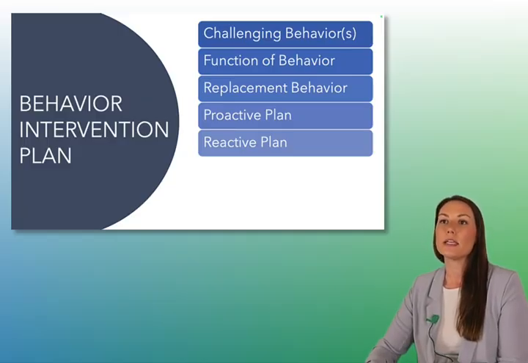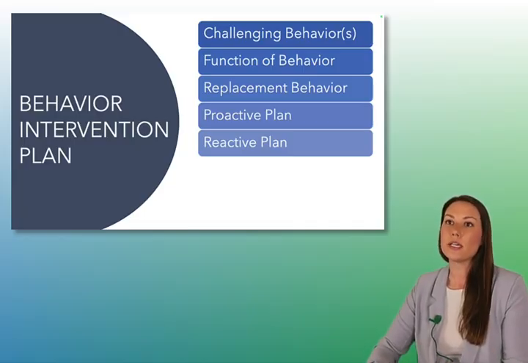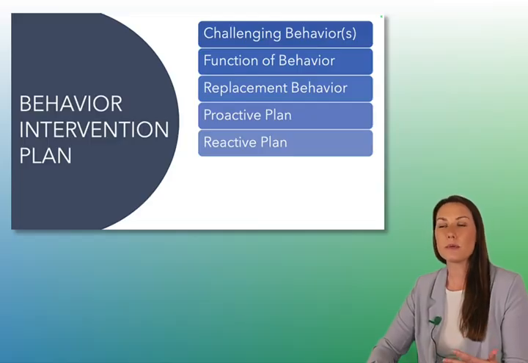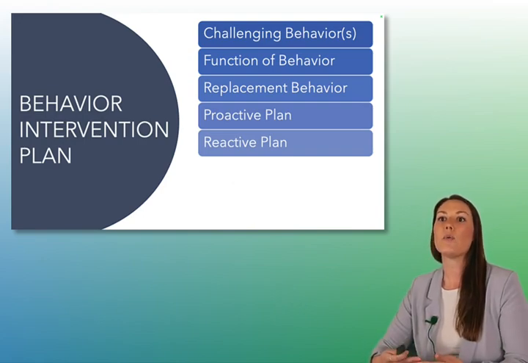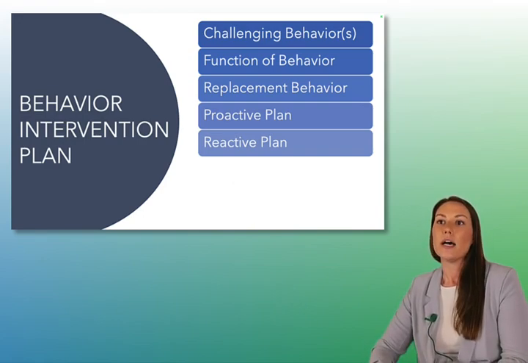So what happens if the child elopes from the setting? What if there wasn't an opportunity to prompt that replacement behavior, or the child did not engage in that replacement behavior, and your proactive plan is kind of out the window at this point? The challenging behavior has occurred. Now what is the reactive strategy?